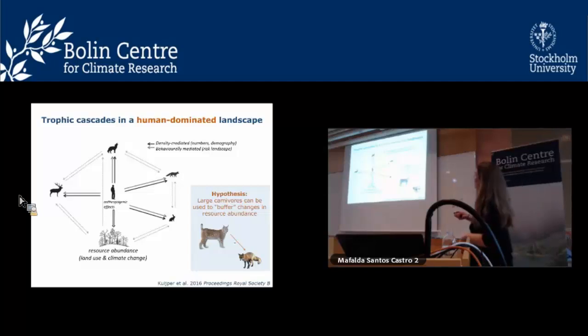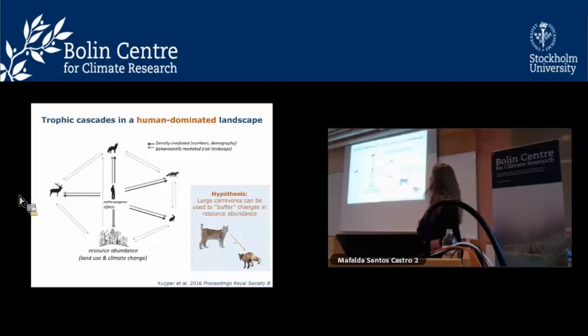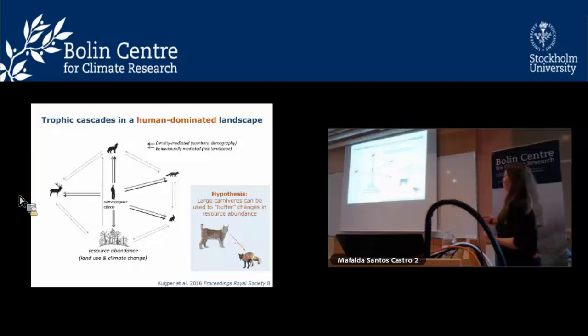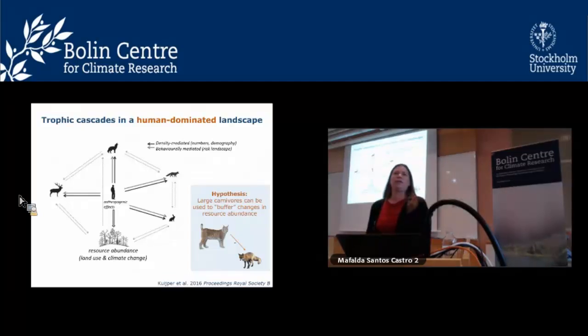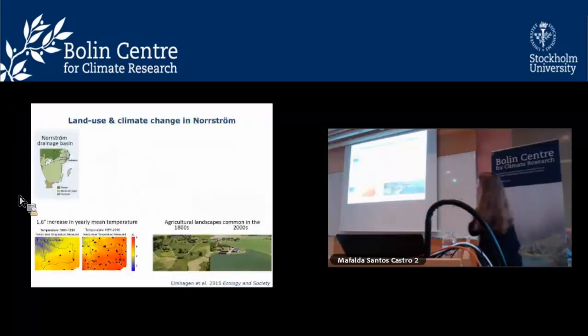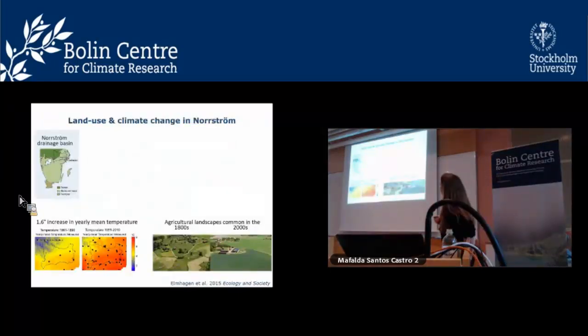So basically, if we have a species being favored by, for example, land use and resource change, and that species is negatively affected by large carnivores, maybe those different effects can compensate for each other in some way. And that's something I've been looking at with the lynx and the red fox, where lynx sometimes kill red foxes and therefore can have a negative effect on red fox abundance. We did this in this landscape, Norrström.